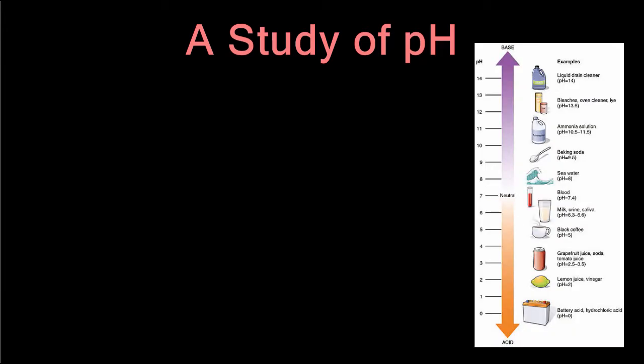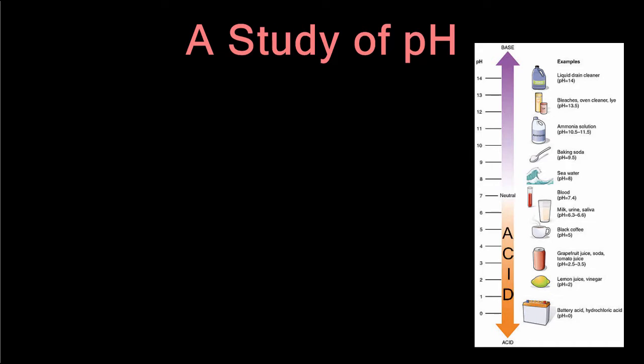Here is another example of a pH scale shown vertically instead of horizontally. It still goes from 0 to 14, with 7 in the middle representing a neutral solution. Anything below 7 on the pH scale is an acid.